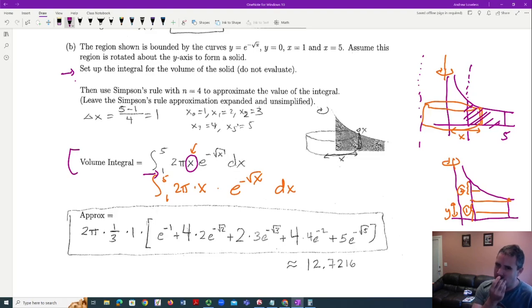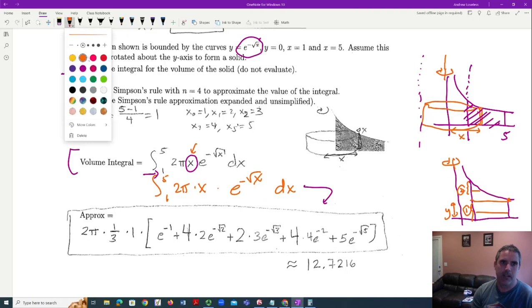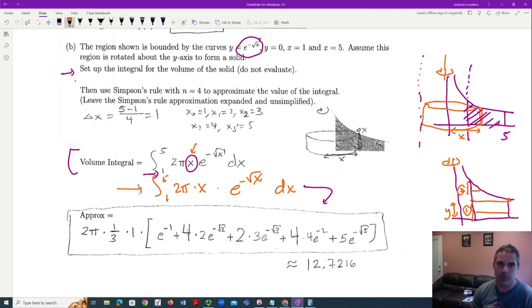I did see more errors here than I expected, and if you had this but did not know how to plug in, there was a deduction. And the most common error I saw was just not plugging in. I think what happens is people have these formulas on their note sheet, and they go, well, there's a function up here, I'm going to plug into that function. But that's not what the question's asking. The question is asking you to approximate this integral. The question is not about this function. It's about this. So this is what you should be plugging into.